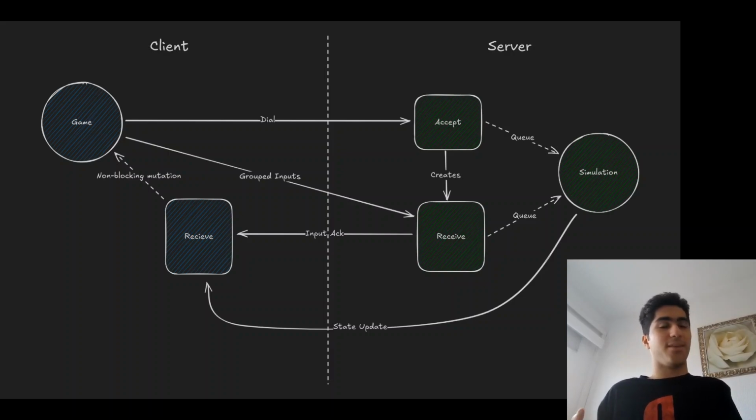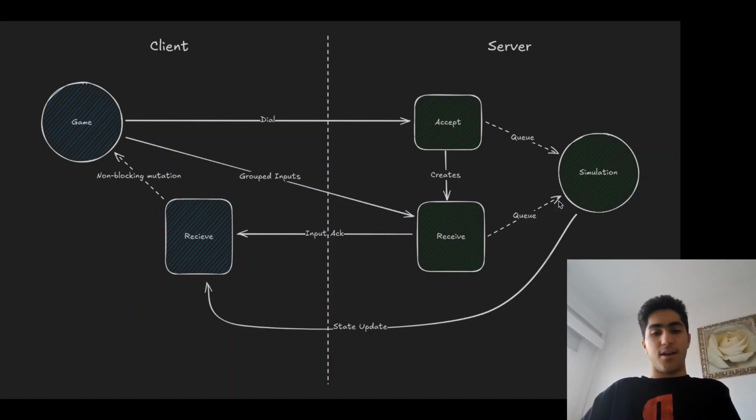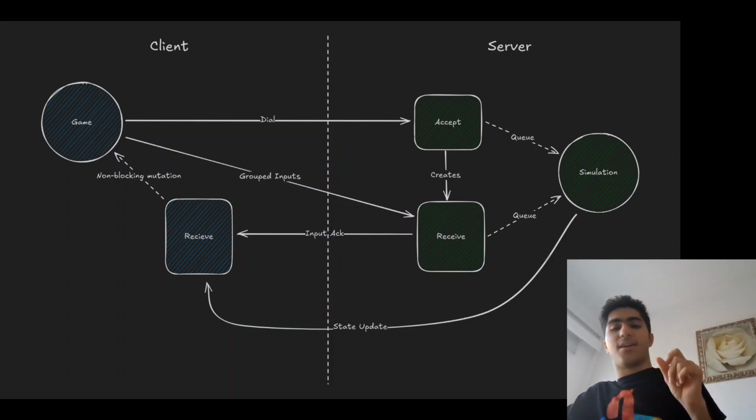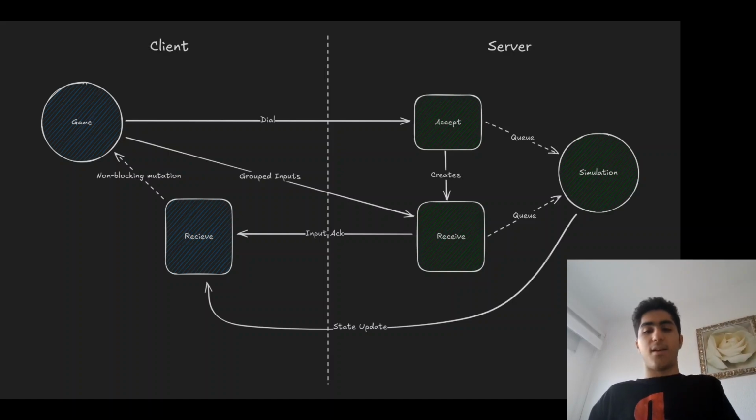So it tells the simulation you may need to create a player in the game state or do something, I don't know, I'm just going to tell you somebody joined. So that's the first workflow. The second workflow comes in when your client has started and wants to send in inputs.